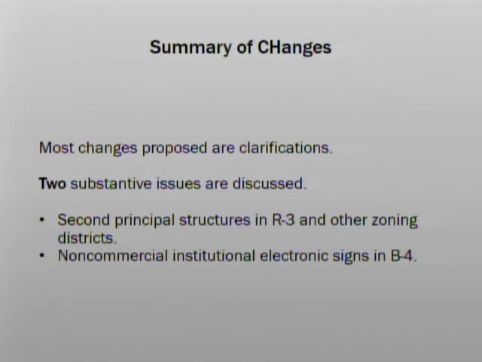Just on that, you said second principal structures in R3 and other zoning districts. It's second principal structures in R3, but for other zoning districts, there's no limit, right? Yeah, there's no limit. Currently, how the zoning ordinance is written, multifamily buildings are already kind of exempt from this. For business and industrial, this would be a change in allowing multiple principal structures, but only if it would allow for within the development regulations.